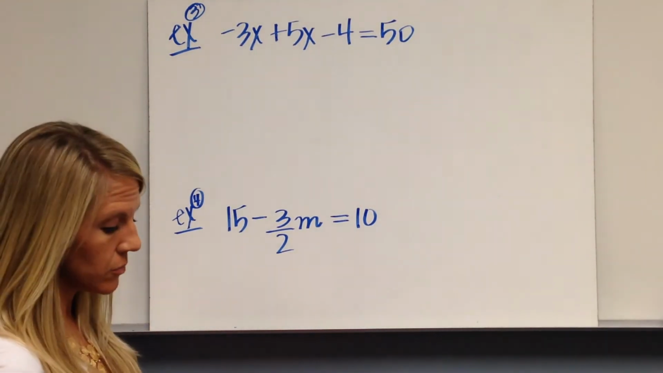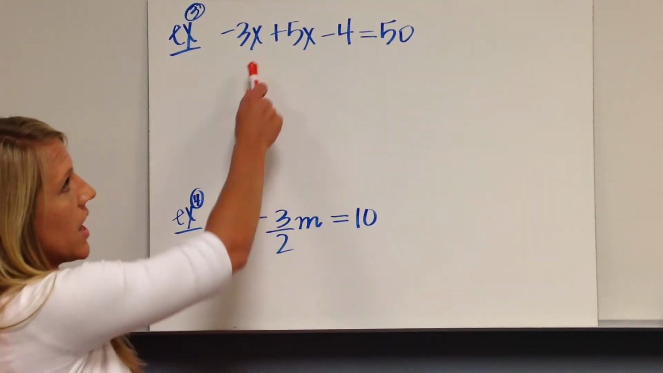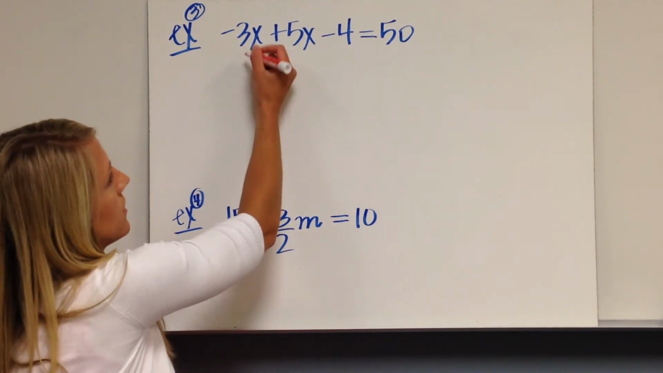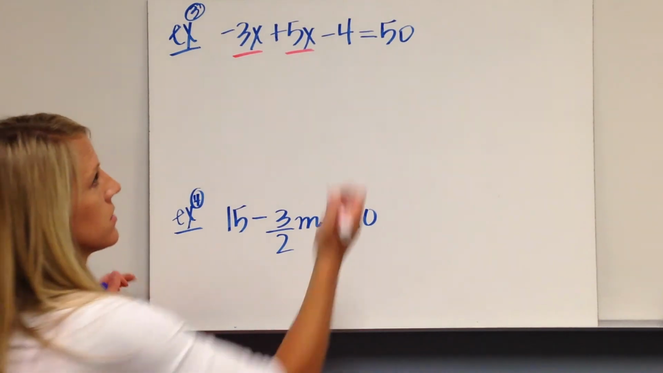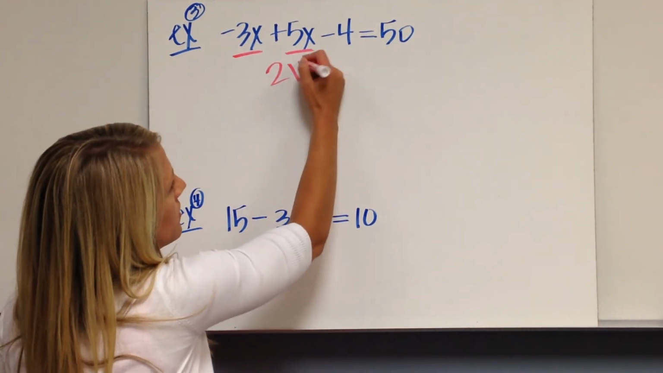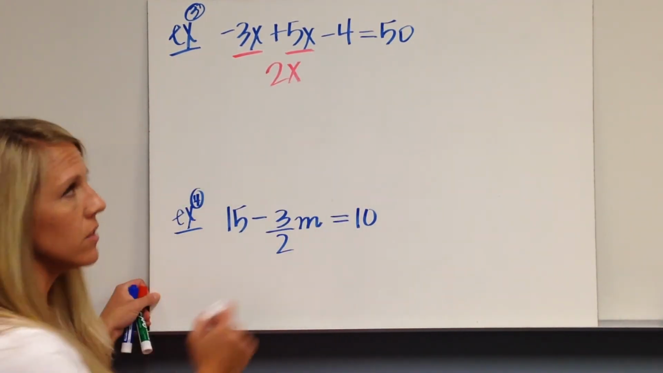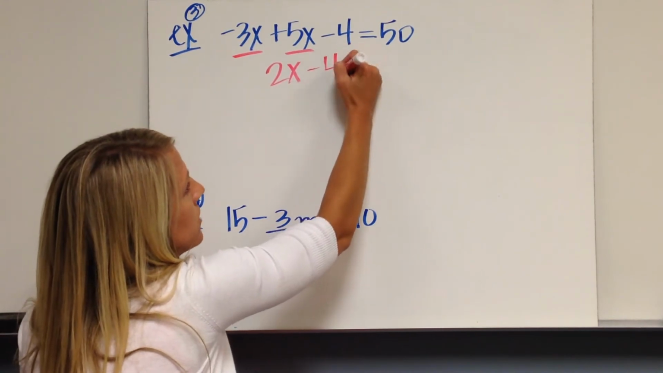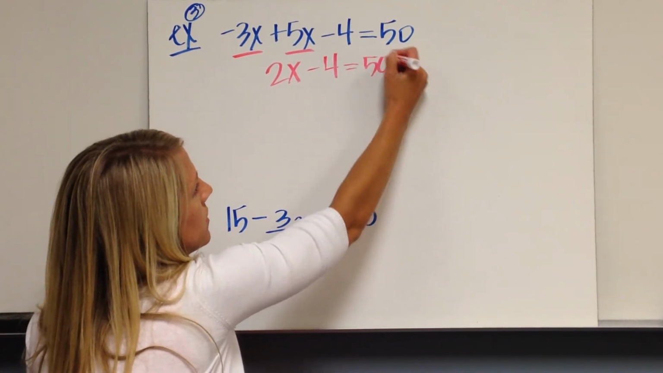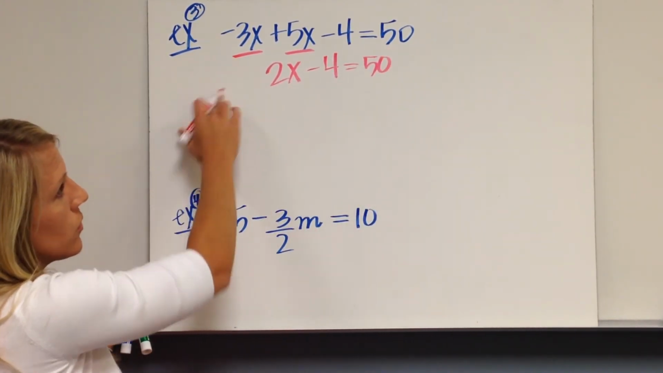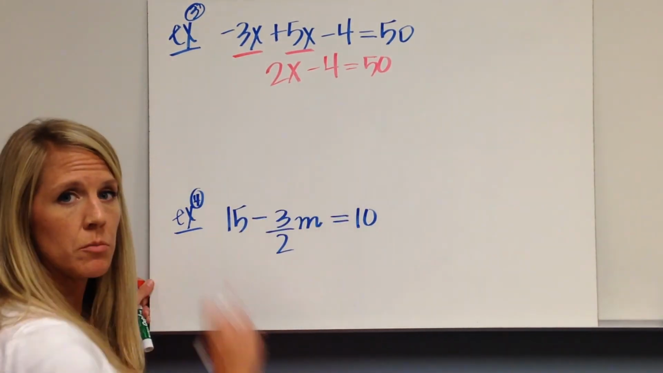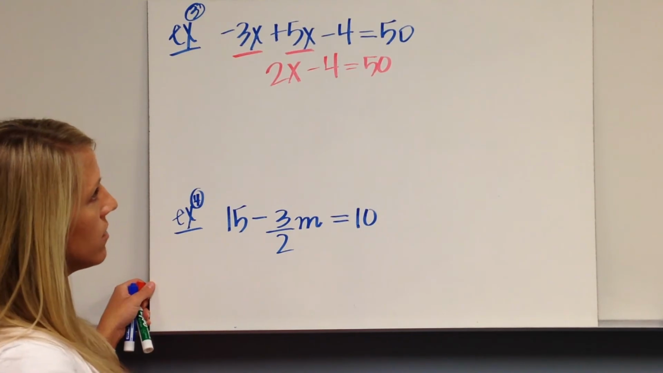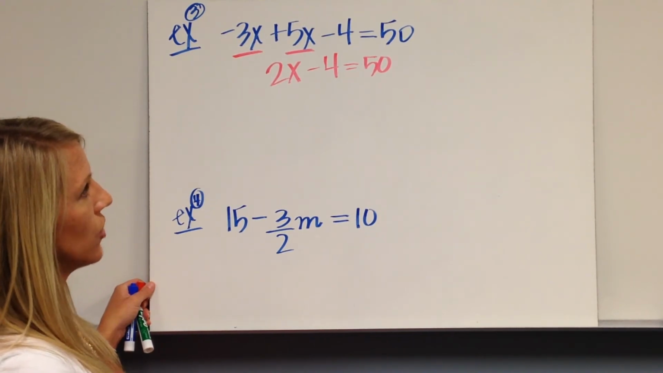You guessed it, yes, we can, because we have like terms. We have a negative 3x and a positive 5x. So what is negative 3x plus 5x? 2x. And then I just bring down everything else, because nothing else has changed. So keep in mind, these two equations are equivalent, just written in a different way. This is a more condensed, more simplified version. So now, I can go ahead and solve the equation.